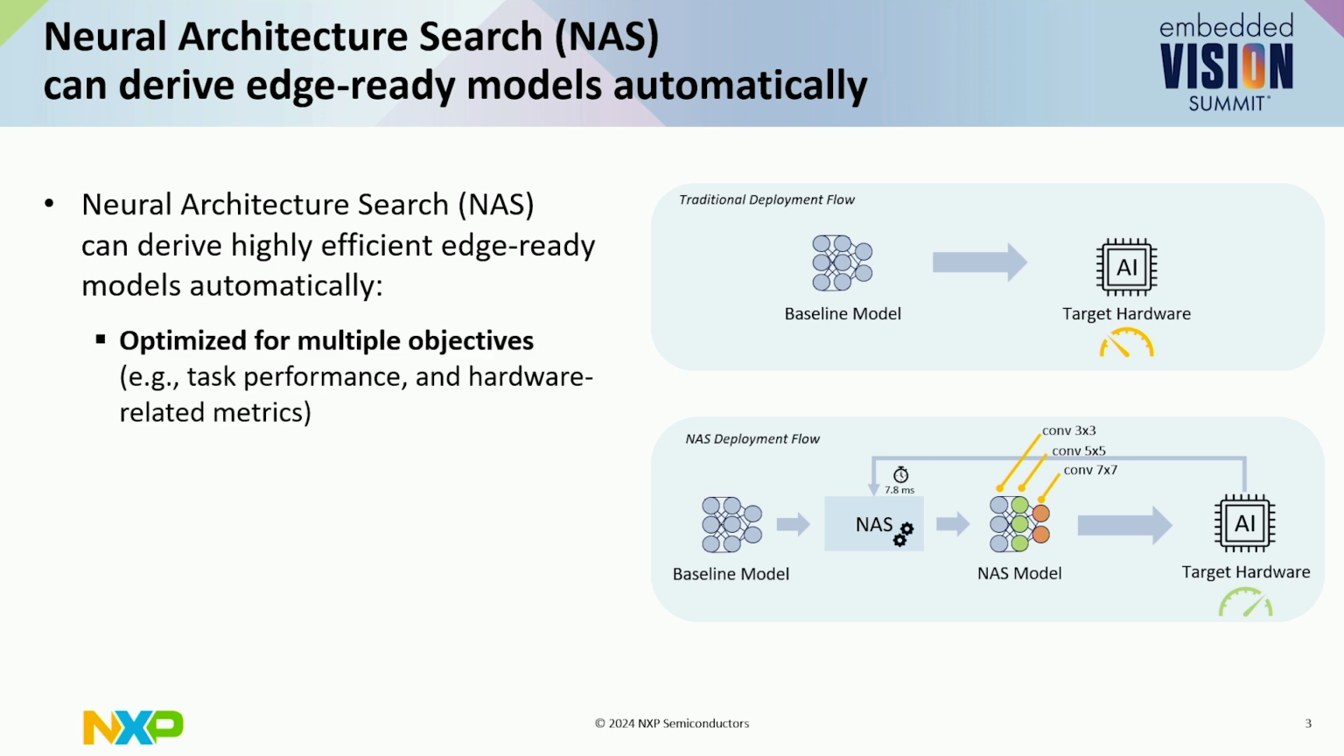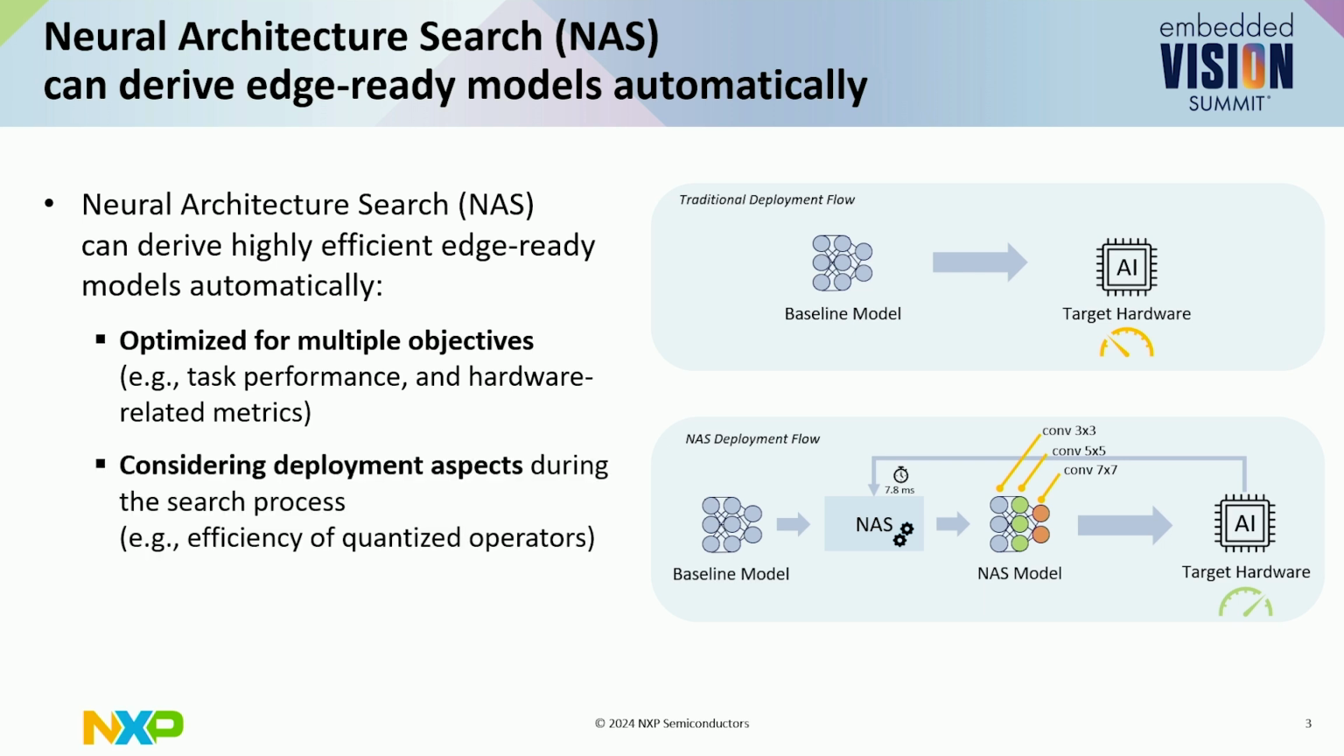The way this is accomplished is by performing an optimization that targets multiple objectives. On the one hand, NAS would maximize the task performance, for example the accuracy, or the precision in the case of object detection, while at the same time minimizing a hardware-related metric, like model size, real-time latency, or energy, to ultimately find a highly optimized solution. This is done by considering deployment aspects during the search optimization procedure, like the efficiency of the quantized operators, with the idea being that if I perform NAS to derive a highly optimized model, this model will be tailor-made to my particular hardware solution.